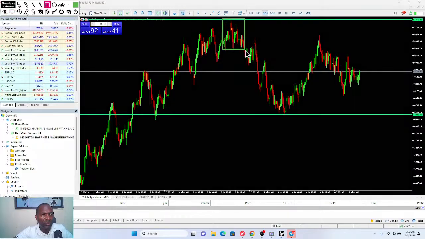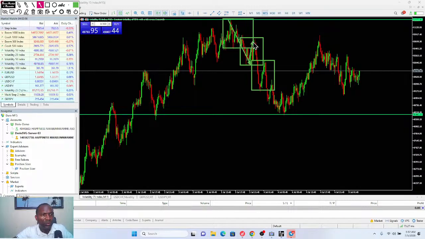Yeah, the market broke it to the downside. I have another one here, and the market broke it to another downside. So this is where the first move for the downtrend started. It's an impulse, correction, impulse, correction, impulse, correction, impulse. Then correction.